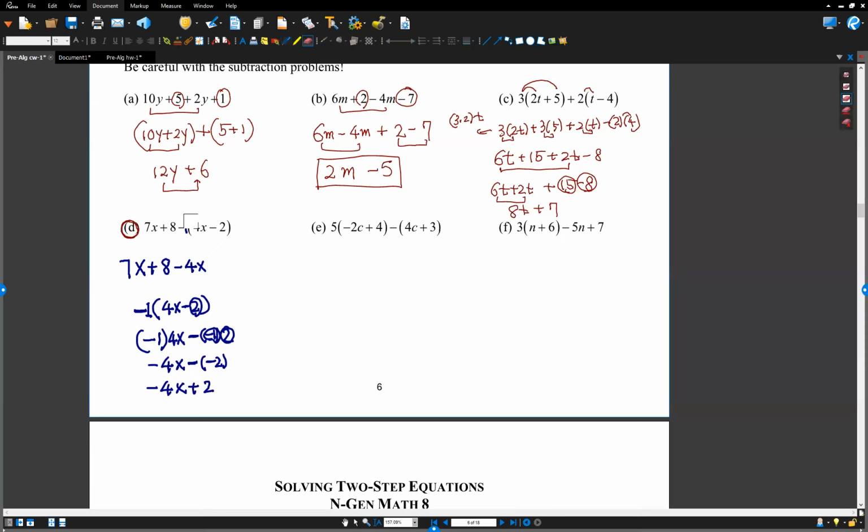Or you can go directly. Negative times positive is what? Negative, right? You know that negative times positive is a negative. Negative times negative will be positive. You can apply this one directly. So negative times positive, negative: that's -4x. Negative times negative, positive 2. You can go this directly. Later, you have to solve this way, not this way. This is too much long.